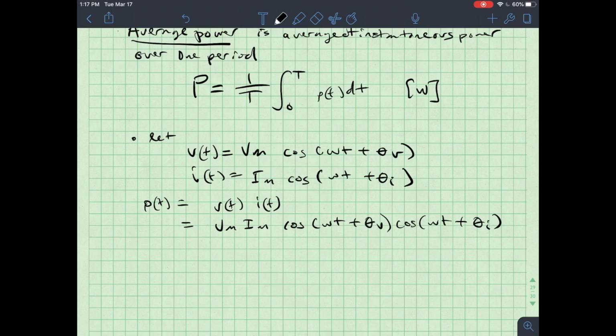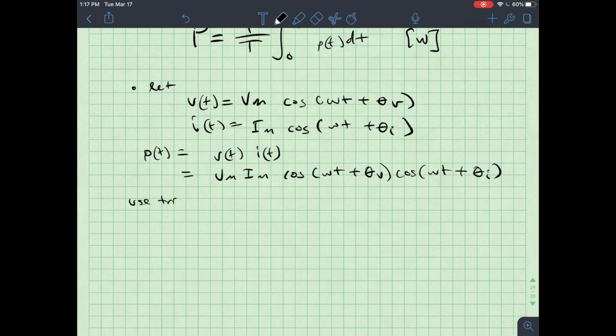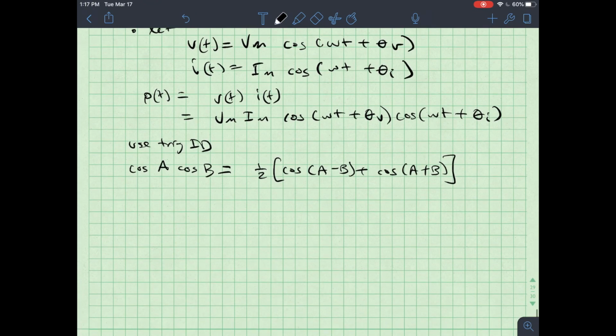So now I'm going to use a trig identity. That trig identity is the cosine of A times the cosine of B. That's equal to 1/2 the cosine of A minus B plus the cosine of A plus B. Alright, so that makes P of t equal to 1/2 Vm Im times the cosine of theta v minus theta I plus 1/2 Vm Im cosine of 2 omega t plus theta v plus theta I.